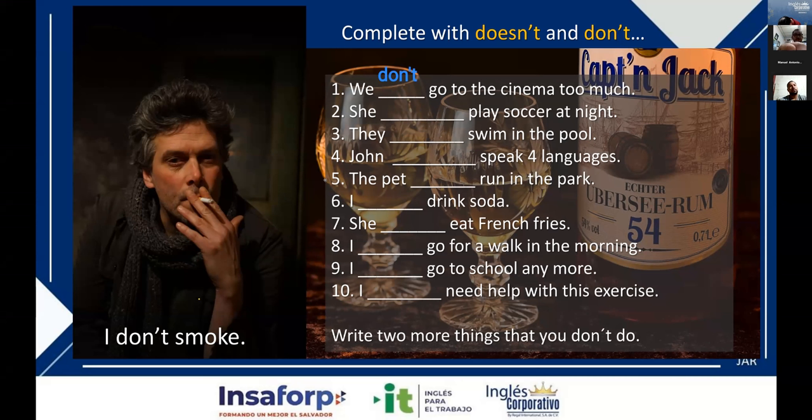She doesn't. Ahí está. ¿Dónde está la T? Doesn't. She doesn't play soccer at night.